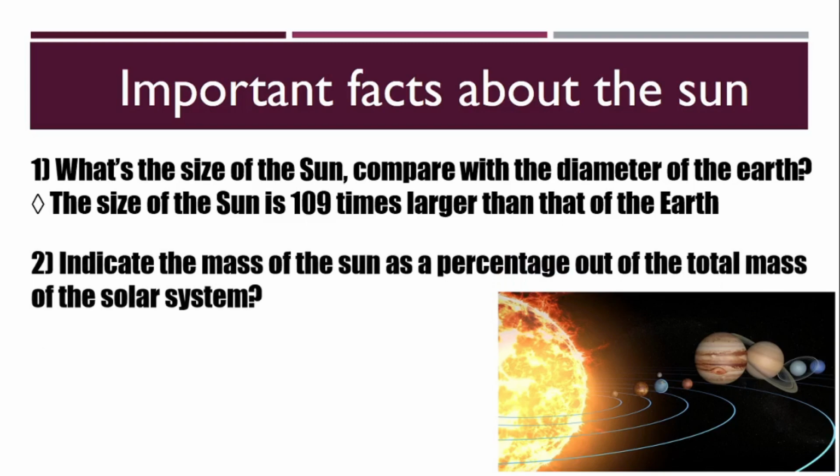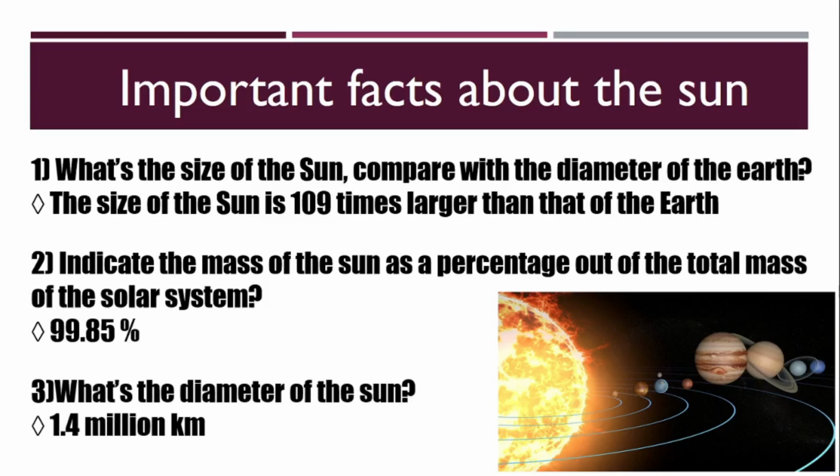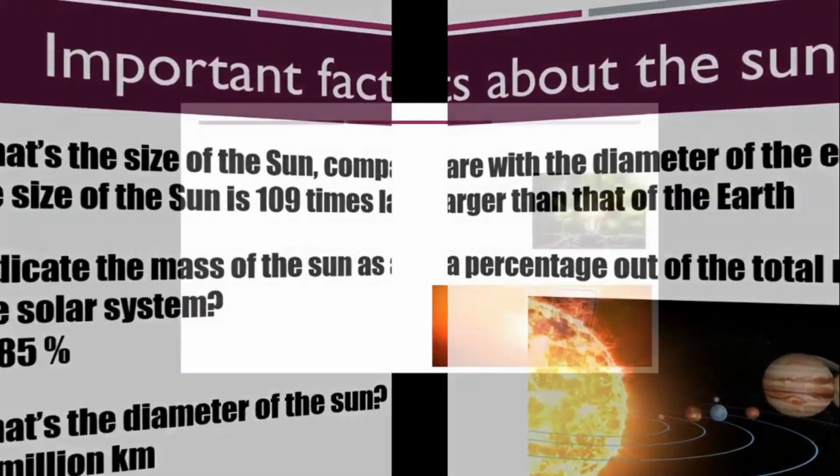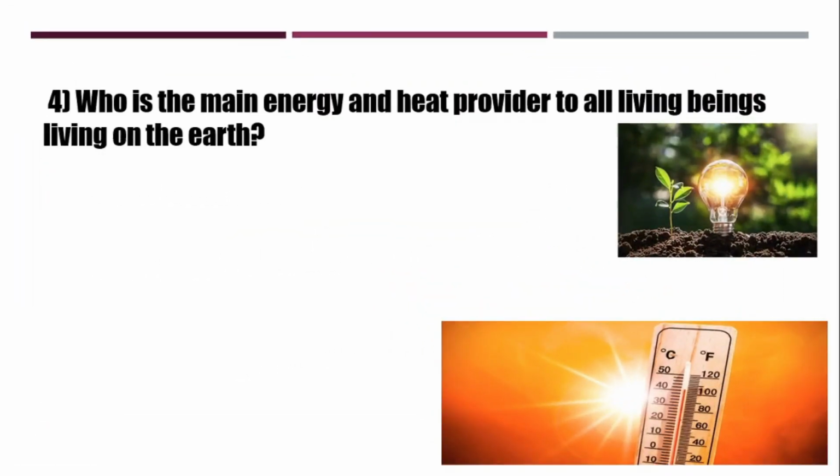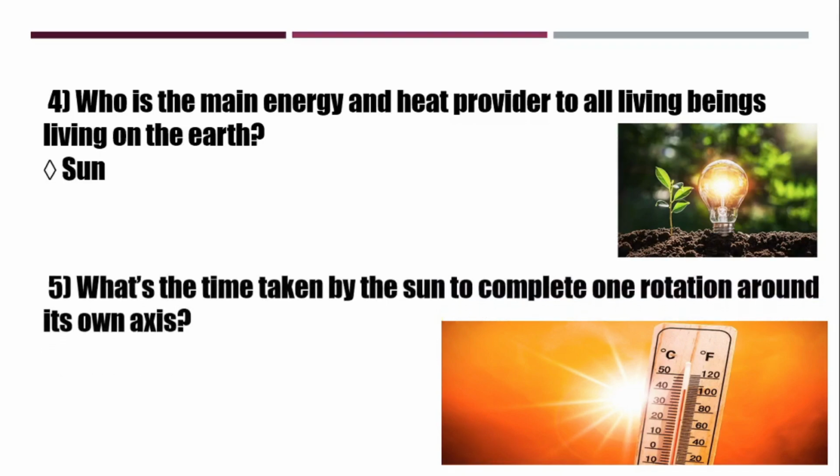Indicate the mass of the sun as a percentage out of the total mass of the solar system. 99.85%. What is the diameter of the sun? 1.4 million kilometers. Who is the main energy and heat provider to all living beings living on the earth? The sun.